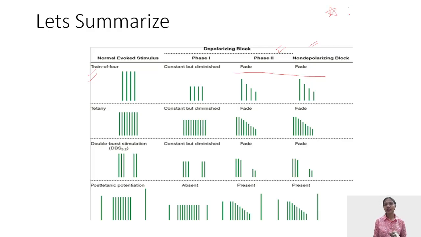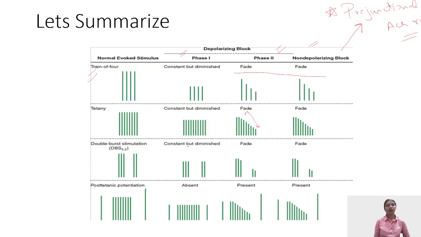The answer to this is your pre-junctional acetylcholine receptors. Your neuromuscular blockers, when we study, you'll see that non-depolarizing blocks act on your pre-junctional acetylcholine receptors also, leading to this fade phenomena. So if the MCQ comes, what is the reason behind this fade phenomena? The reason is your pre-junctional acetylcholine receptors. Second, tetani: the same, constant but diminished in phase 1. In phase 2, you can see fade.